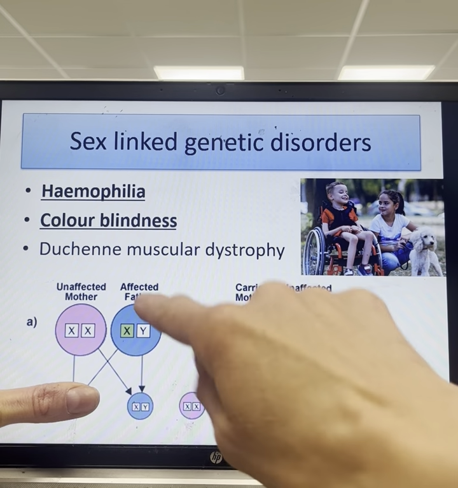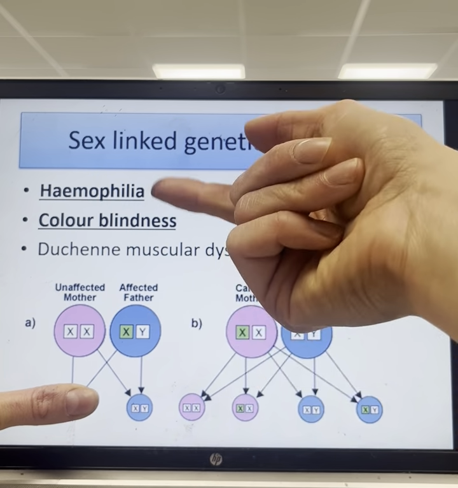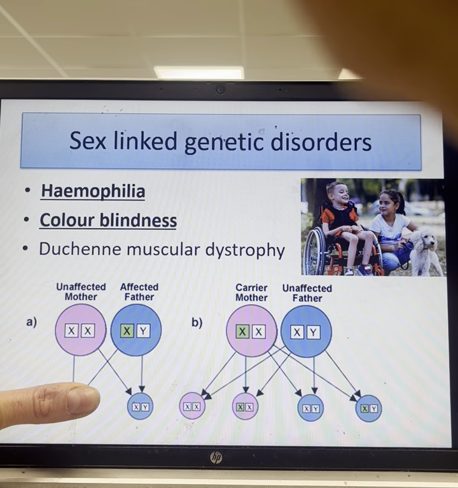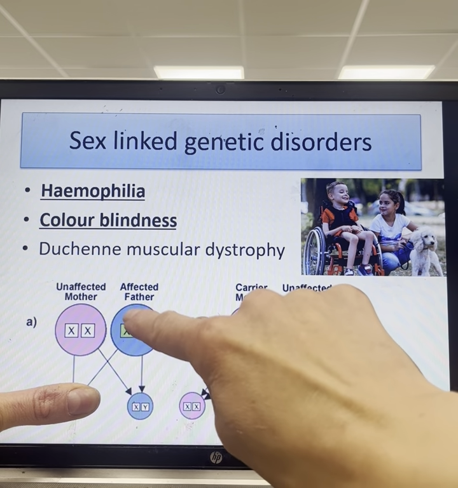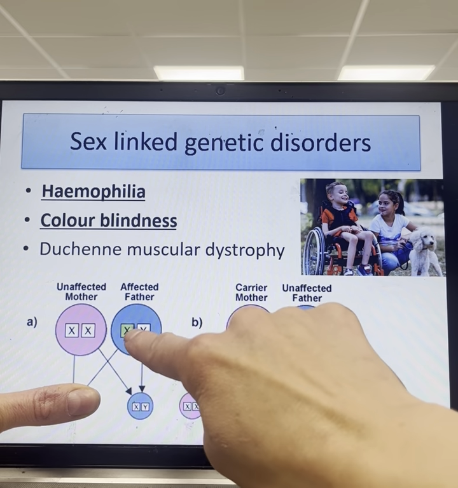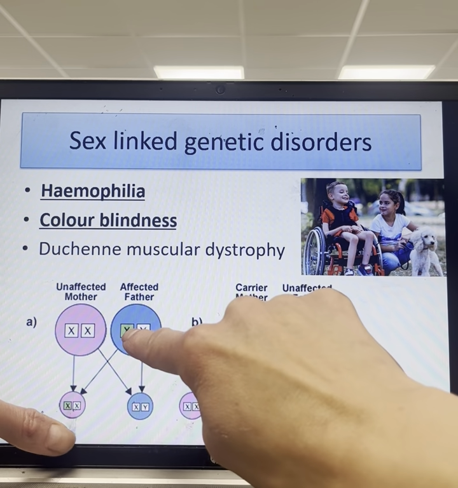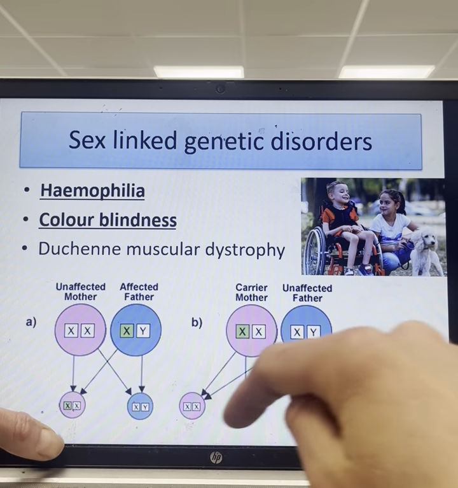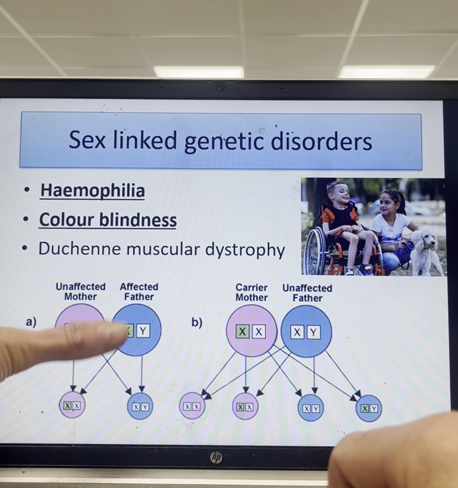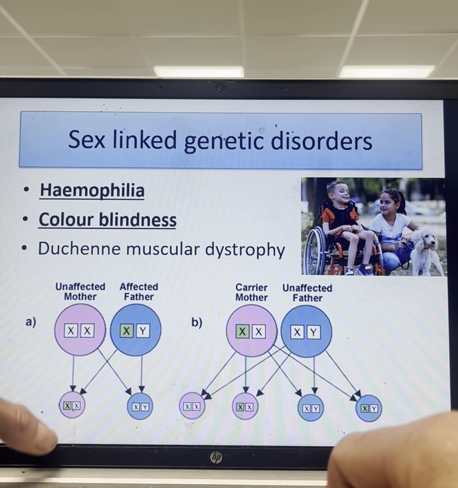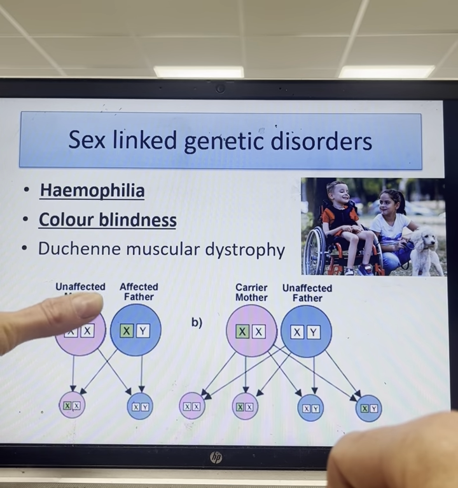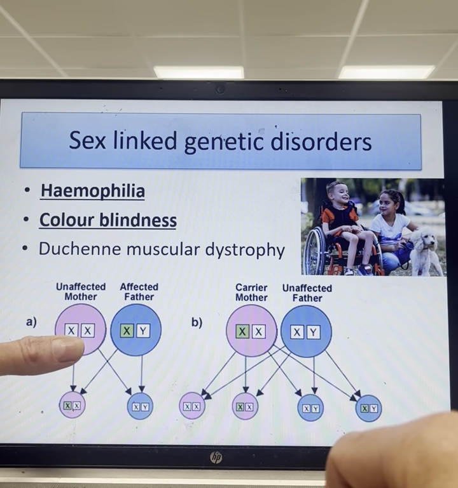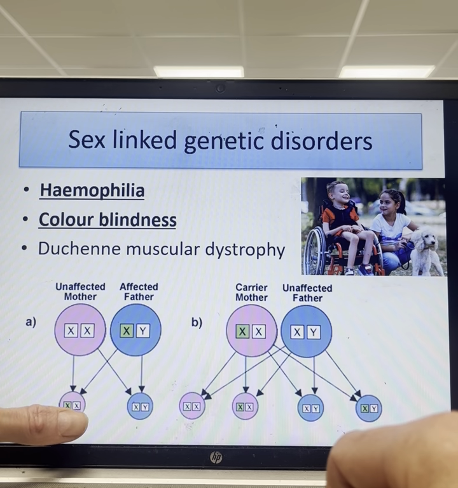So if you know you've got an affected father, like my friend who's got colour blindness, if he has a daughter, he has to be passing her that allele. However, because it's a female, his daughter won't be affected. She'll just be a carrier, because the mum, as far as I know, isn't a carrier. So if this was her genotype, their daughter would be a carrier, but she wouldn't be colourblind because she's got the dominant allele to cover it up.